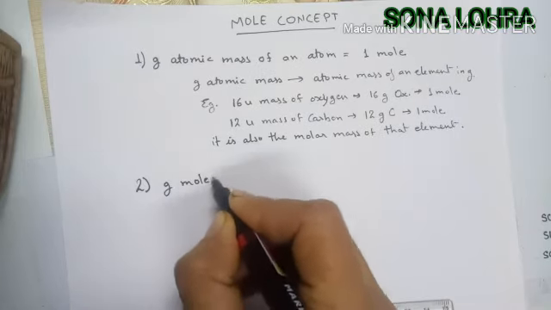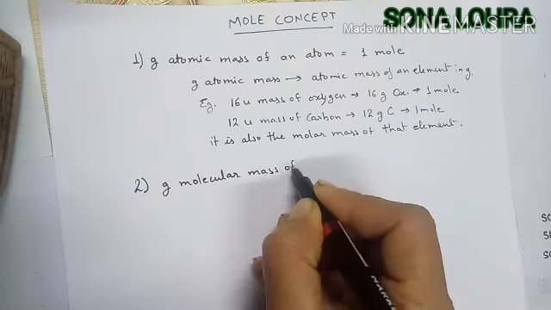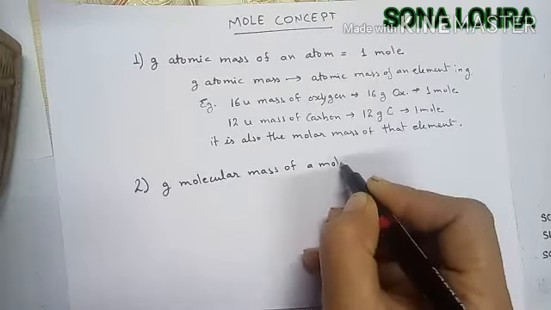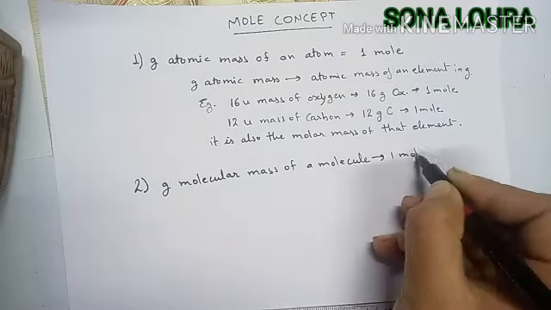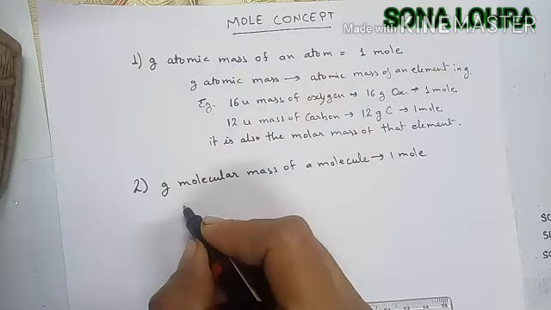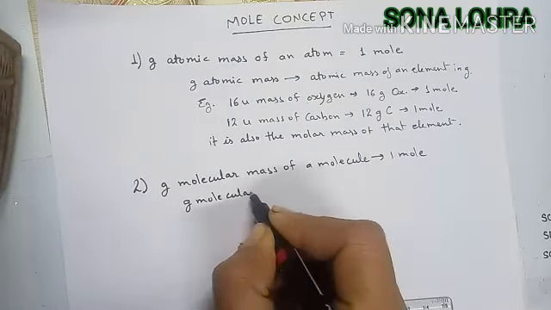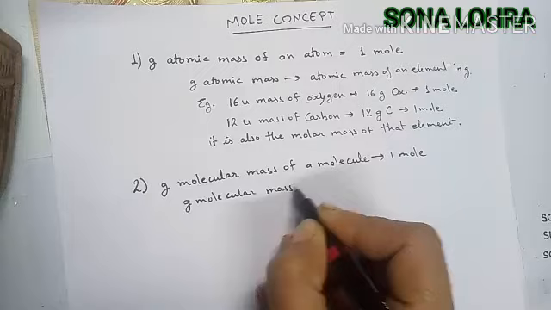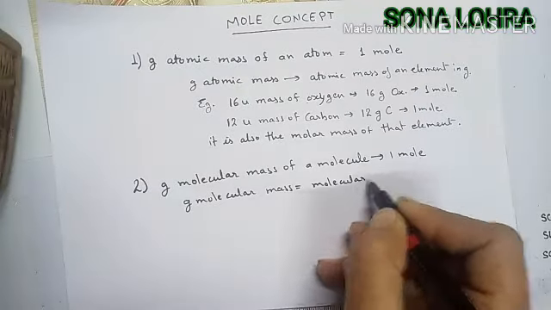Now the second is, the gram molecular mass of a molecule is also equal to 1 mole for that molecule. Or we can say that the mass of a molecule which is in unified mass, if taken the same amount in grams, it is the molar mass of that molecule.